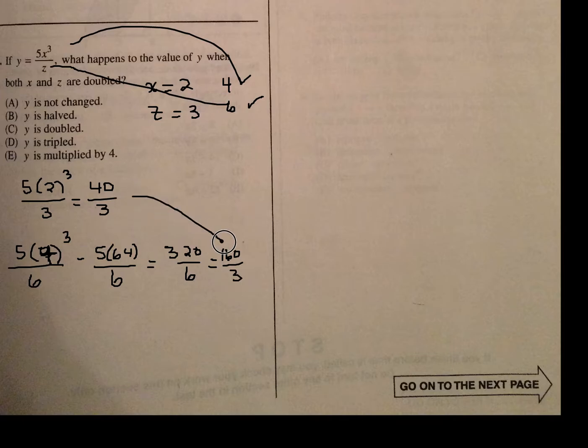So what happened to the value from here to here? It was multiplied by 4. So y is multiplied by 4. I think that's the easiest way to do it.